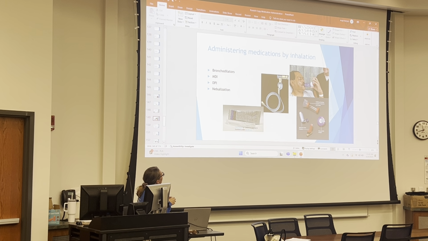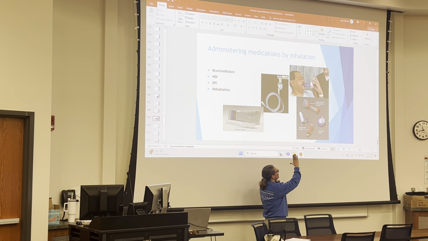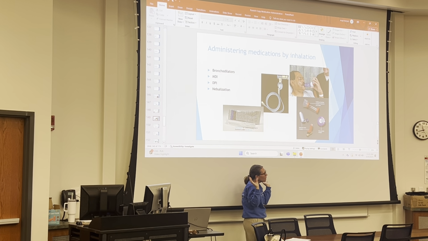MDI stands for a metered dose inhaler. That's these two over here. And then the DPI is the dry powdered inhaler, like your Advair Diskus. Okay, so these ones, they're simple. You just take the mouthpiece cap off and squeeze, and then the medication comes out.